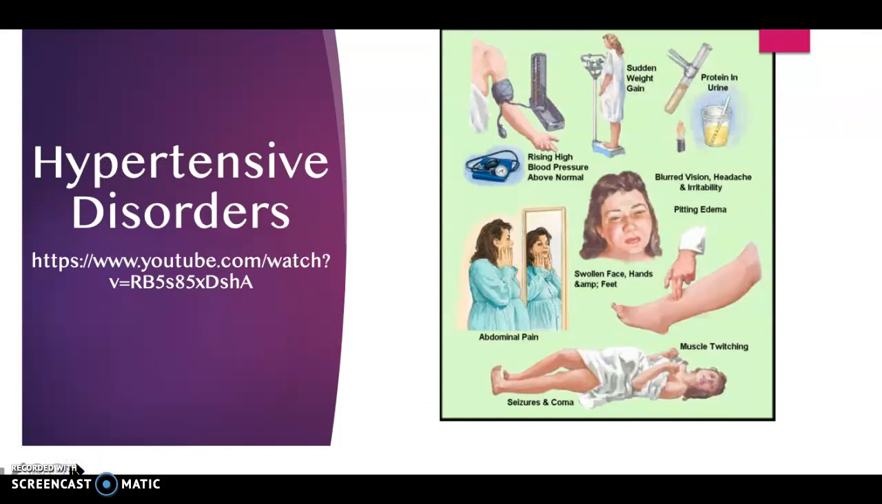Okay, so the next thing we're going to talk about is hypertensive disorders. And these are not only high blood pressure in pregnancy, but also preeclampsia and eclampsia and HELLP syndrome, those types of things. I have this video right here. I will post it. This is under Osmosis preeclampsia, and I'll put it underneath this video.